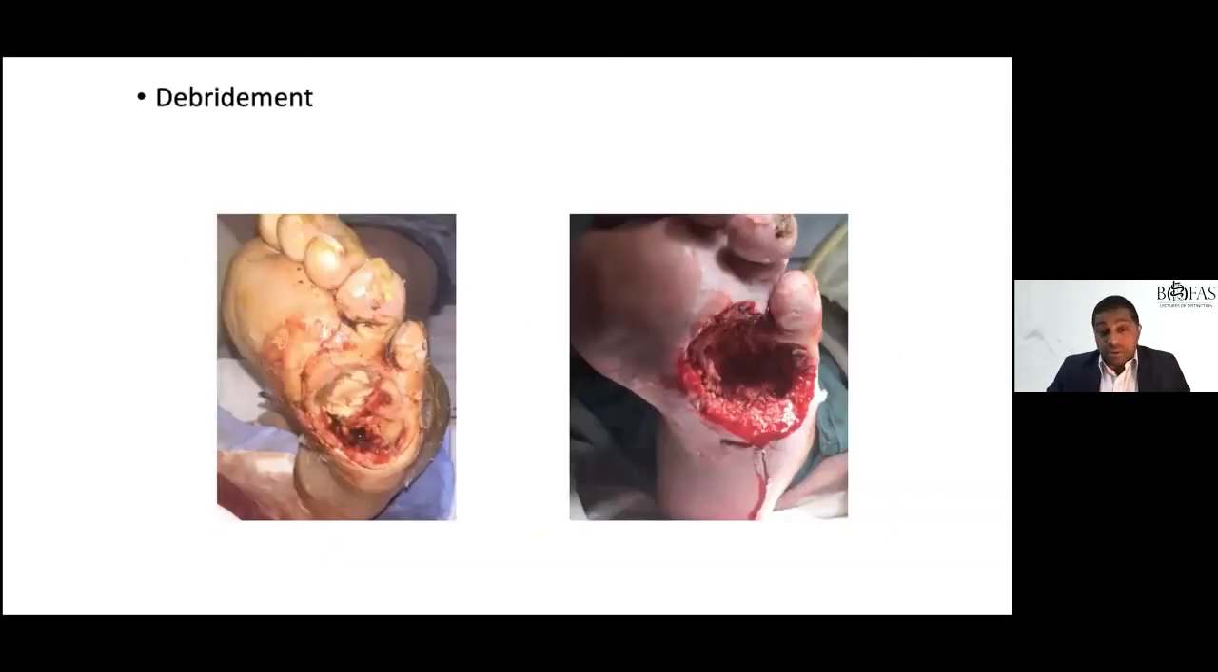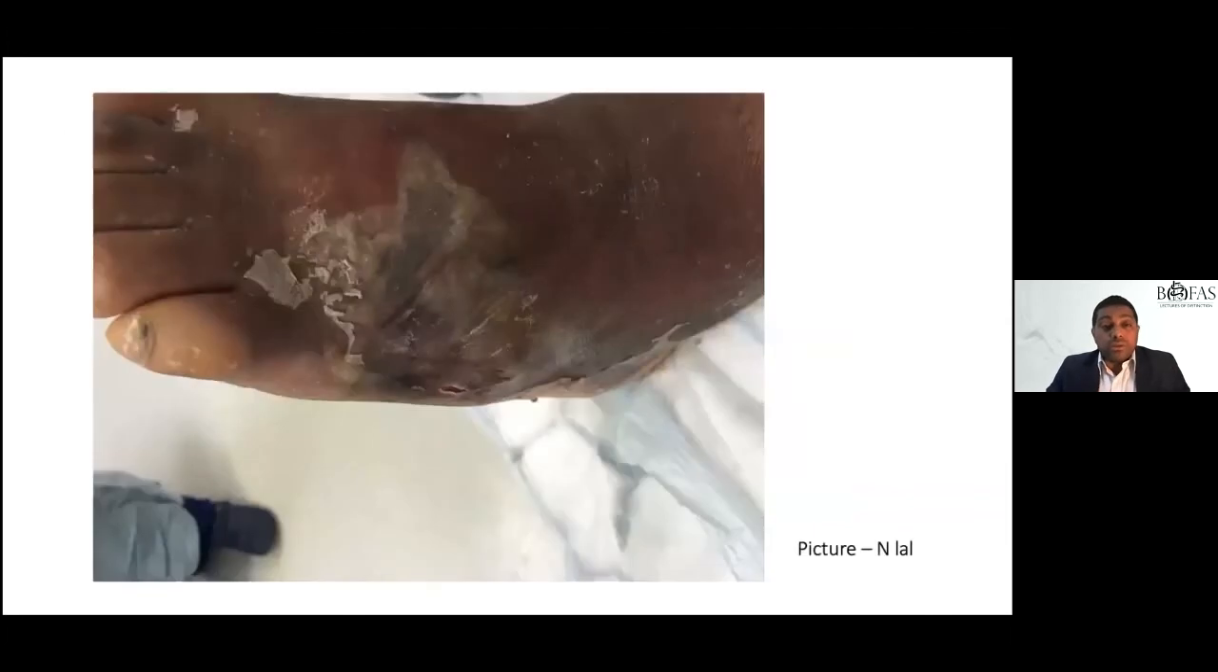Now, debridement, you can see that's how a debridement should be. It needs to be thorough. It needs to be down to good tissue, and it needs to be complete. You're trying to get rid of the biofilm. You want all the dead tissue to go. So this is another example here. One of my colleagues has sent it to me.